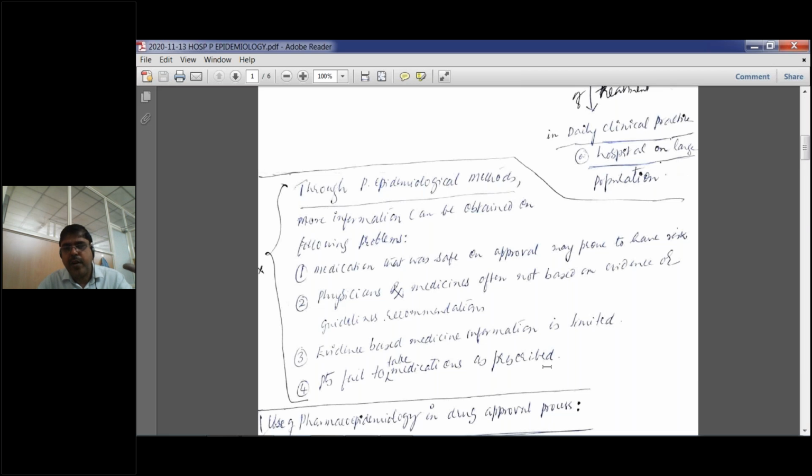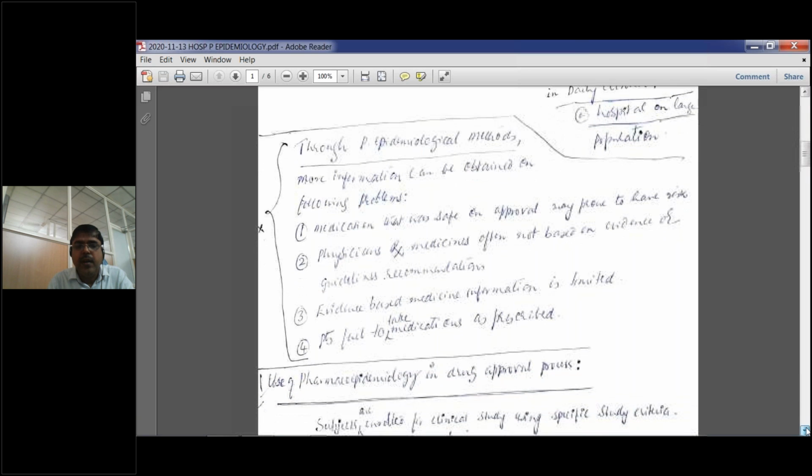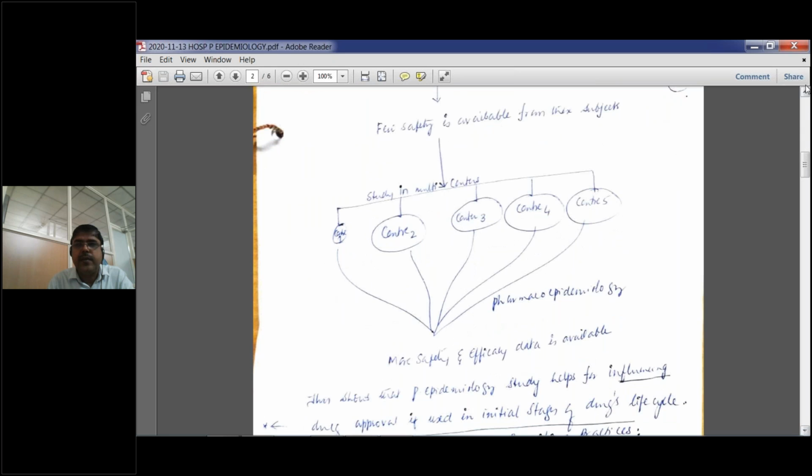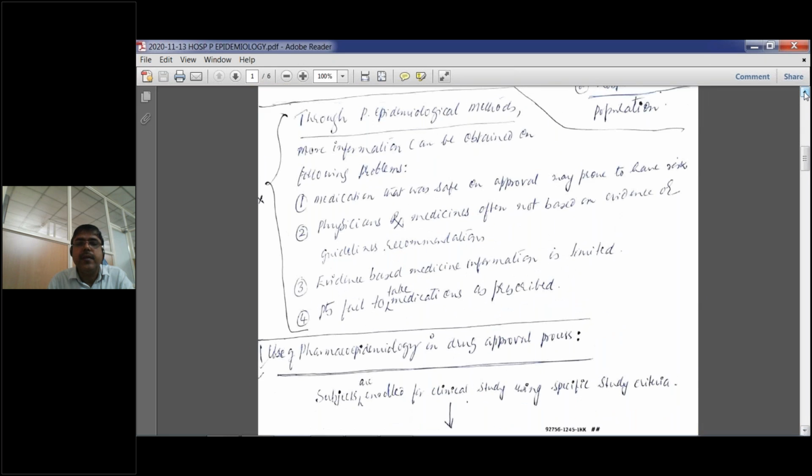So we have tried understanding what hospital pharmacoepidemiology is, and why pharmacoepidemiology is so important in the hospital setup. Let us understand the use of pharmacoepidemiology specifically under different headlines. Now, the first application is the use of pharmacoepidemiology in the drug approval process.